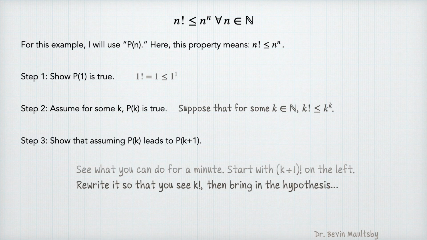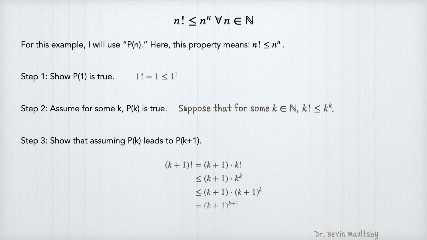All right, here's what I did. Starting with the left-hand side of k plus 1 factorial, that's the product of consecutive integers from 1 to k plus 1. Well, if you write out that product, you recognize that you can peel off k plus 1 and write that as k plus 1 times k factorial. And now that's great because we have part of the hypothesis. By hypothesis, k factorial is less than or equal to k to the k.